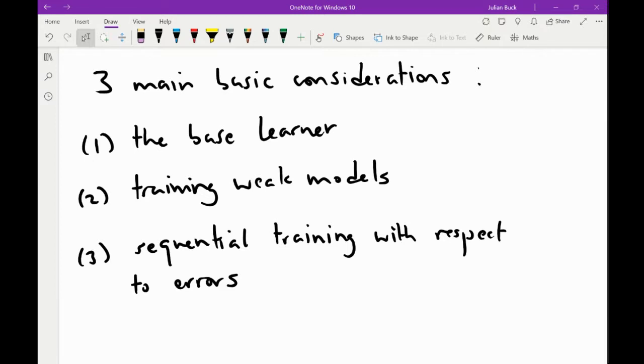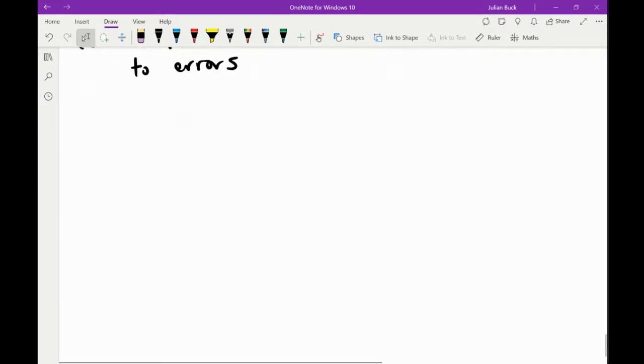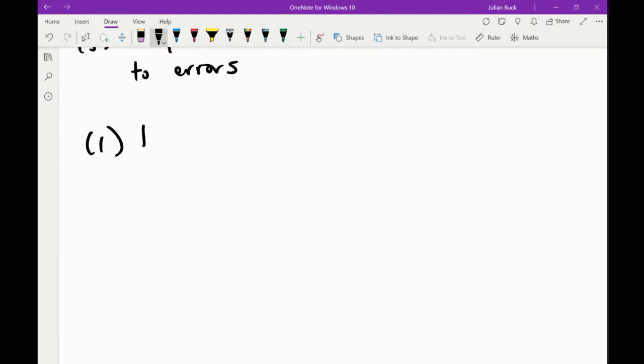Okay, great. All right, so base learner. We've already said a bit of this, so it's going to be repeating, but it doesn't hurt to go over it again. This is one of the big differences between this topic and bagging and random forest.